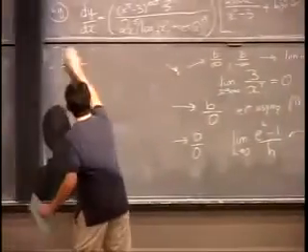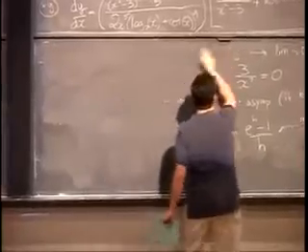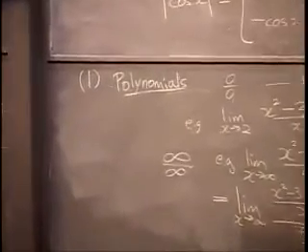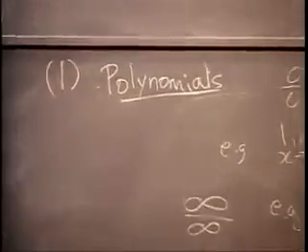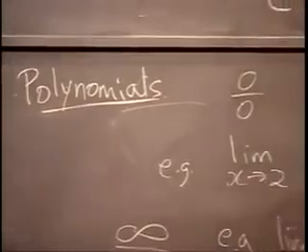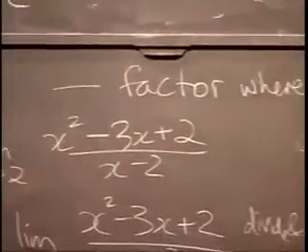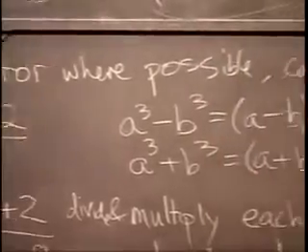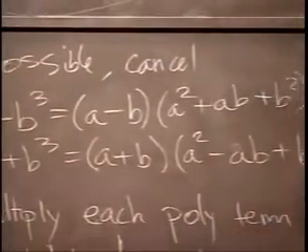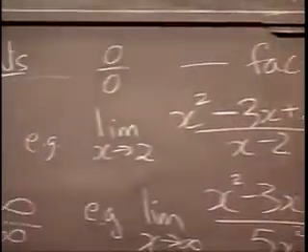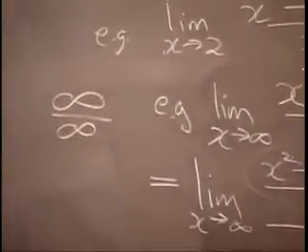Okay, so polys, completely different if you get the 0 over 0 from the infinity over infinity. Just different techniques. Factor or multiply and divide by the leading term. With trig, which is my next one, again, there's a difference between small values and large values.